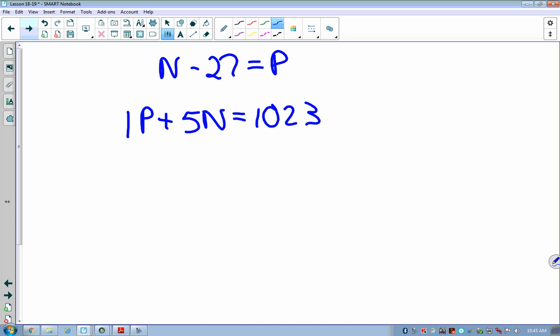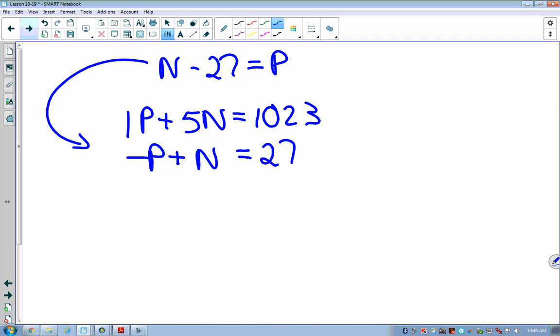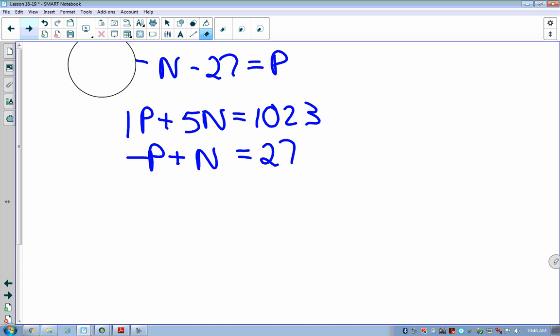Yes? So if I want to solve this using a matrix, what I can do is, that would be negative p plus n equals 27, right? Could I solve that using a matrix? All I did was take this equation up here and get p on the left, n next, 27 on the right. Do we understand all of that? So if you want to solve it doing it that way, you can. Okay, let's see if we get the same answer.